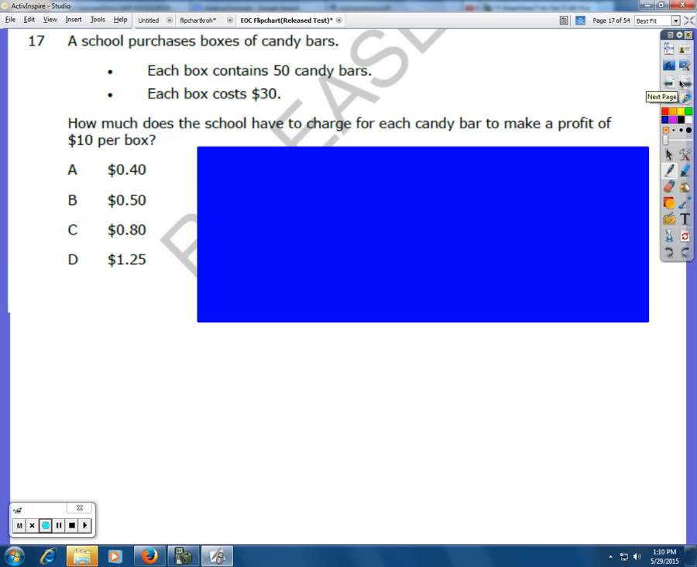Number 17, a school purchases boxes of candy bars. Each box contains 50 candy bars, and each box costs $30. How much does the school have to charge for each candy bar to make a profit of $10 per box? Okay, so they want to make $10 per box, all right? And they originally spent $30 on each box, and there's 50 candy bars in each one.